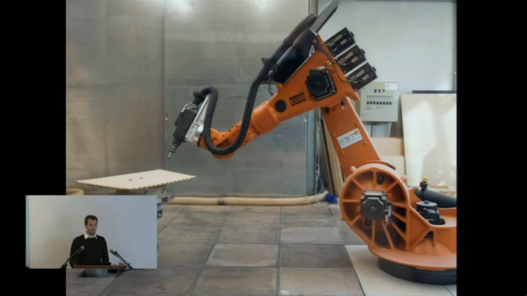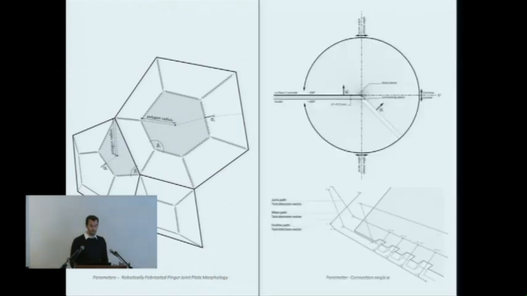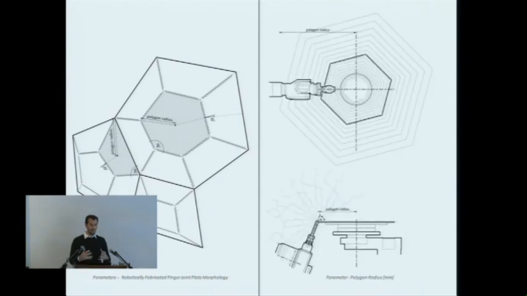Based on our specific robot setup, which in this case included a turntable as a 7th axis on which the part to be fabricated is mounted, we identified 3 critical morphological parameters of the finger joint wood blades. The first one is the connection angle that defines the angle between the adjacent blades, then the polygon angle that expresses the shape of the blade, and the polygon radius that captures the size of the blade.